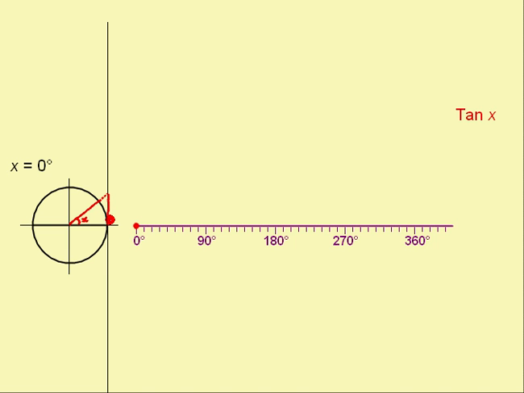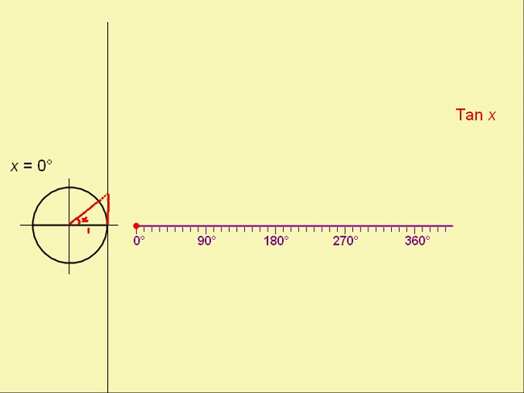Now we know that tan is opposite over adjacent. So this is opposite and this is adjacent. Because the adjacent goes to the edge of the circle, remember that's 1. So the value of tan will be this height here divided by 1, which is actually just this height here.